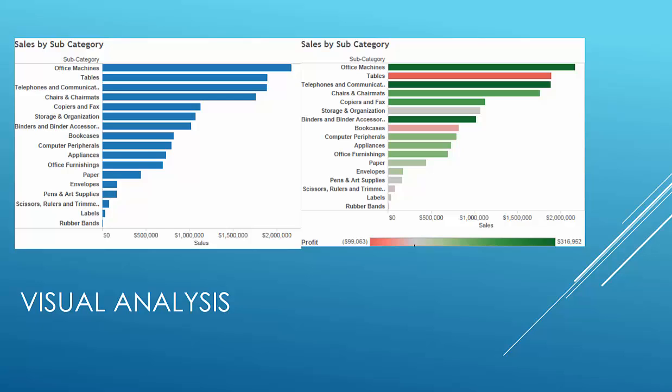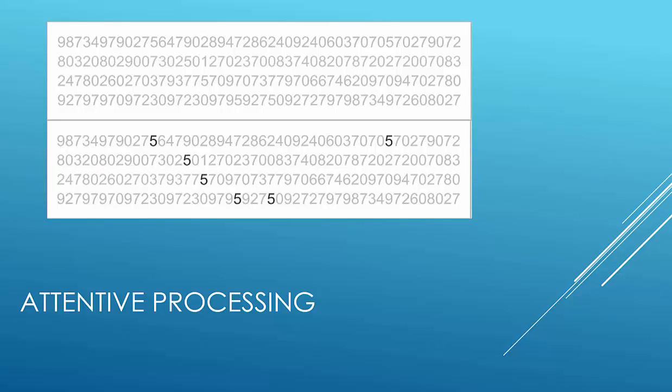Now let's talk about something called attentive processing and non-attentive processing. These are exactly the two pictures which are exactly the same. If you go to your top picture and try to find the number of fives in there, it's going to be pretty difficult. You will take a lot of time. The reason you would be spending so much time is you're technically looking at one number after another to find the number of fives and noting them down somewhere.